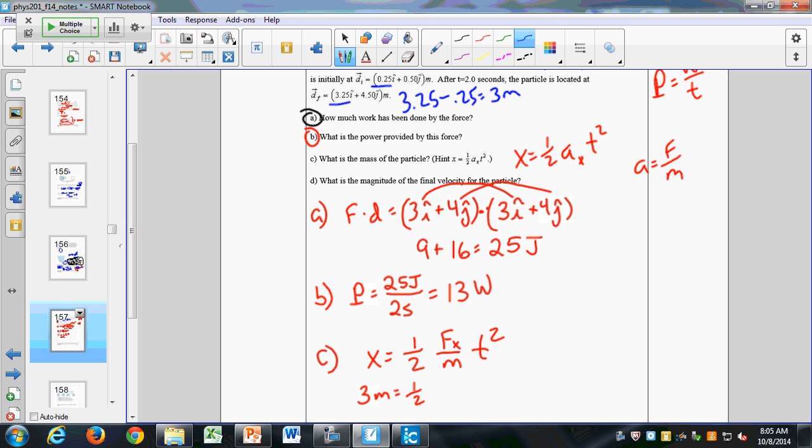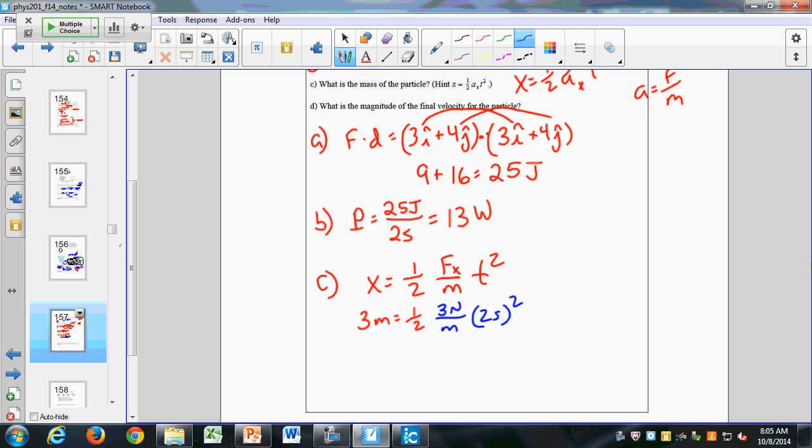All right, so that's going to be 3 newtons over the mass, and then our time is 2 seconds squared. And then we can solve for m here. Let's see, that cancels there. 1 is equal to 2 over m. So m equals 2 kilograms. We'll skip D for now. We'll come back to part D after we get into energy, and we'll find the magnitude of the final velocity later. All right?